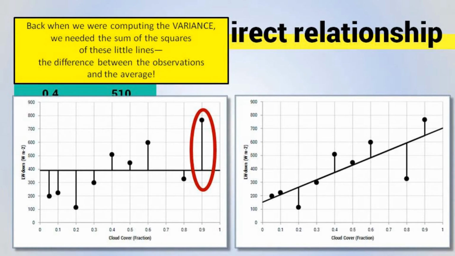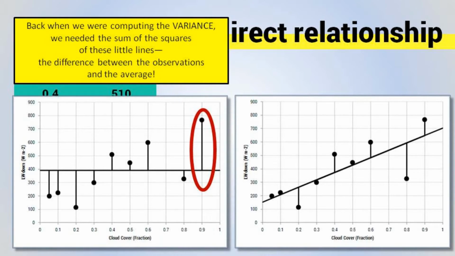Back when we were computing the variance, what I've done is I've taken our data set and put two copies of it side by side. On the left there, I highlighted y bar and all the distances, the anomalies between y of i and y bar, because that's what you use to figure out the variance. It's the sum of the squares of all these little distances, like the one that I have circled in red.